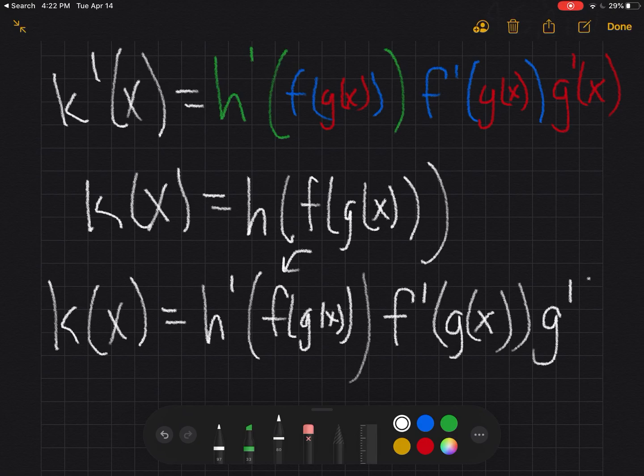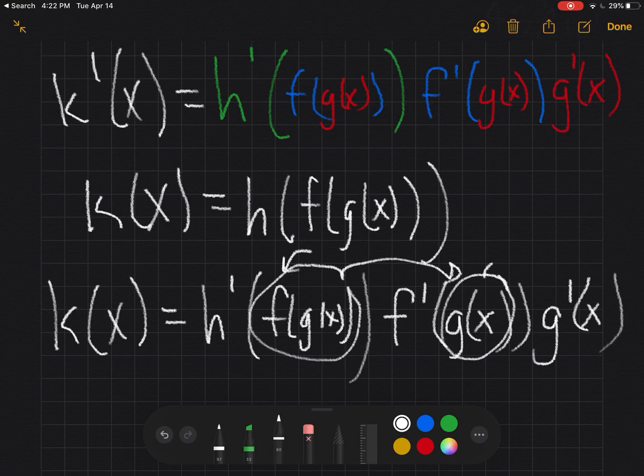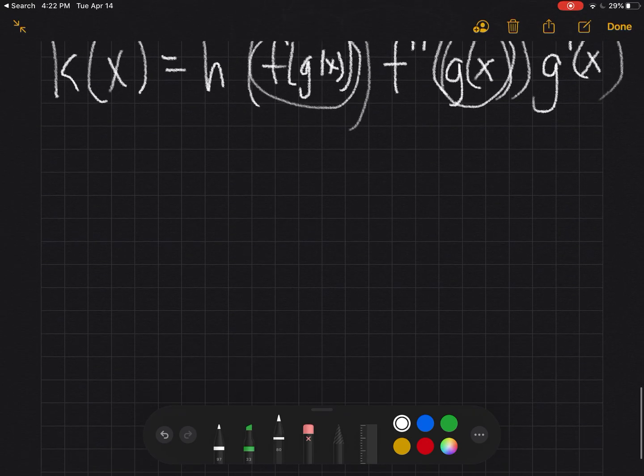Then I've peeled off my h layer, and I go into this layer here, f, and I take the derivative of that layer, f of g of x. And then I peel off that f layer, and what's left, g of x, and take the derivative of that, g prime of x. So this term comes out, and I take the derivative of that. This term comes out, and I take the derivative of that.